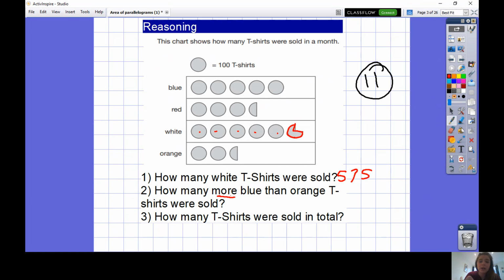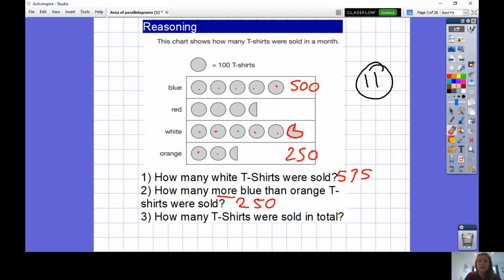Okay, how many more blue t-shirts than orange t-shirts were sold? How many more? That means I'll do a subtraction. 100, 200, 300, 400, 500. We're going to take away the orange ones. 100, 200. Oh, that's a half, so that's 250. 500, take away 250, I know is 250.